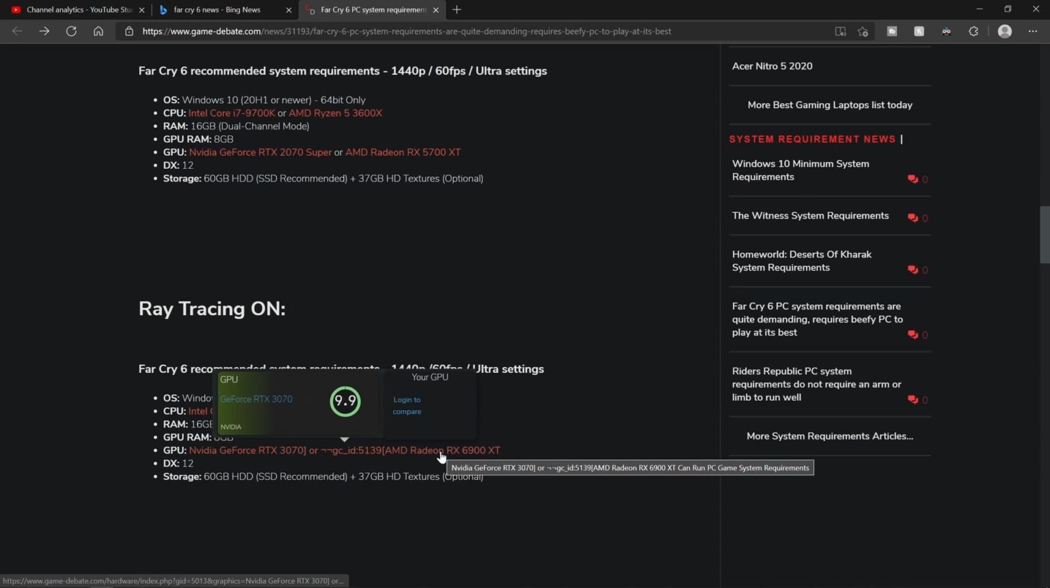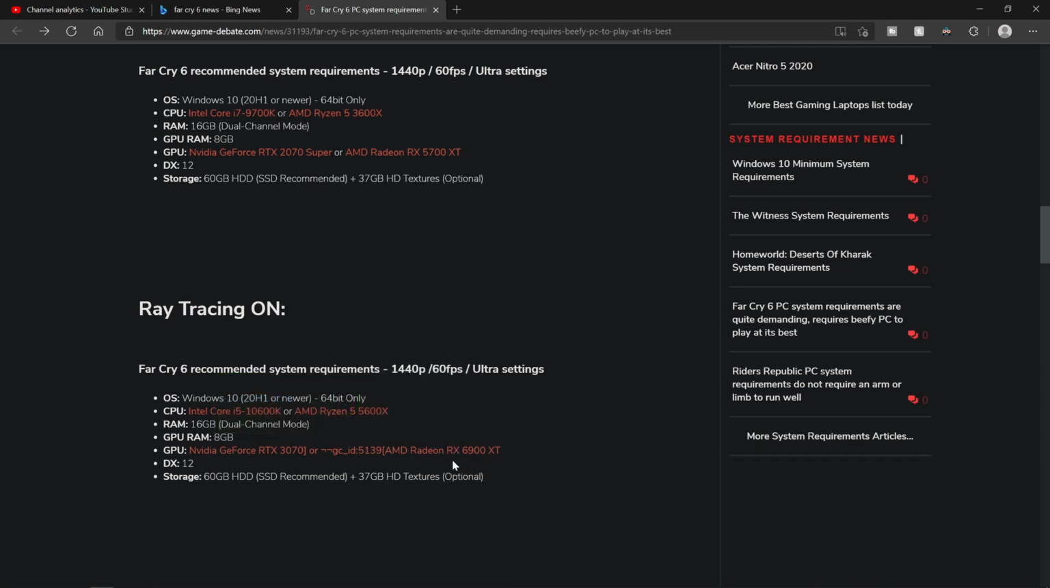This is actually a 16 gigabyte card, the 6900 XT. I think it's 16 gigabytes, and this is only 8. So that just goes to show you.